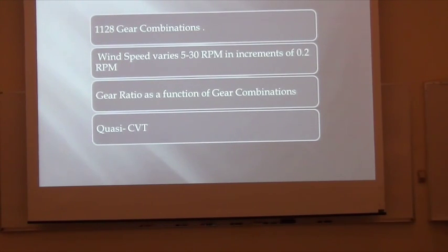We found many results. First of all, we found 1128 gear combinations, and to do this research, we used wind speeds from 5 to 30. We increased the speed, for example 5.0, 5.2, 5.4, like that, and then we got the gear ratio as a function of gear combination, and the final graph looks like a quasi CVT graph.